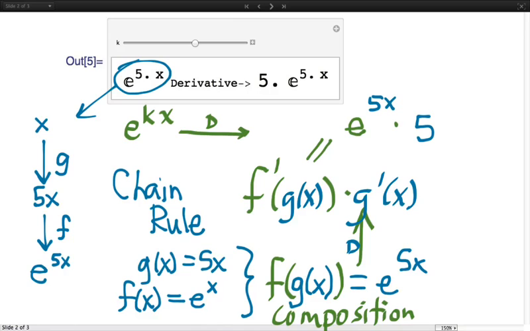So the chain rule gives us a roadmap for how to take the derivative of this exponential function as a composition. The derivative of e to the 5x is the derivative of e of 5x, so it's e to the 5x, multiplied by the derivative of that 5x. The derivative of the outside, leaving the inside alone, multiplied by the derivative of the inside. And that's the chain rule.